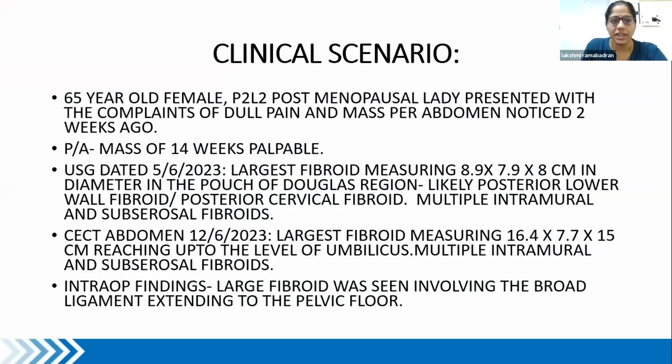So this is my case. Sir has already given the introduction. It is a 65-year-old female, postmenopausal, who complains of dull pain. A mass per abdomen was noticed about 2 weeks ago. On CECT, there was a large fibroid measuring 6.4 centimeters, reaching up to the level of the umbilicus.